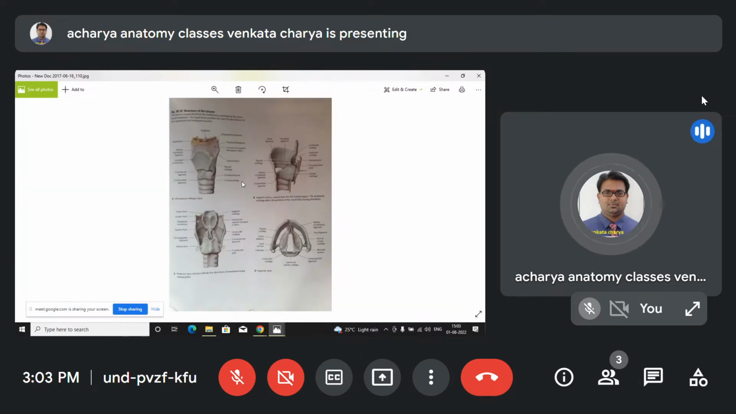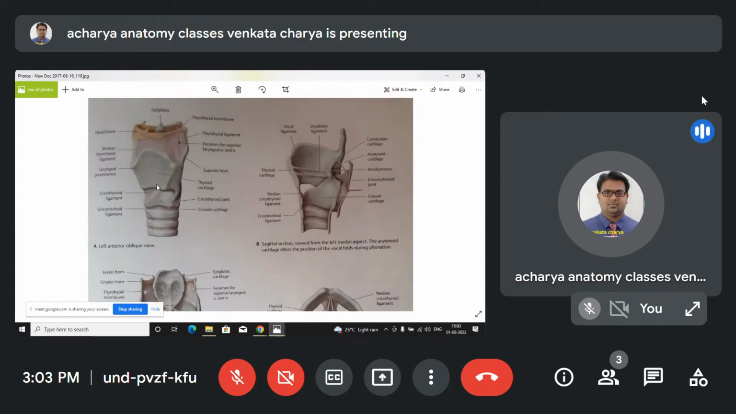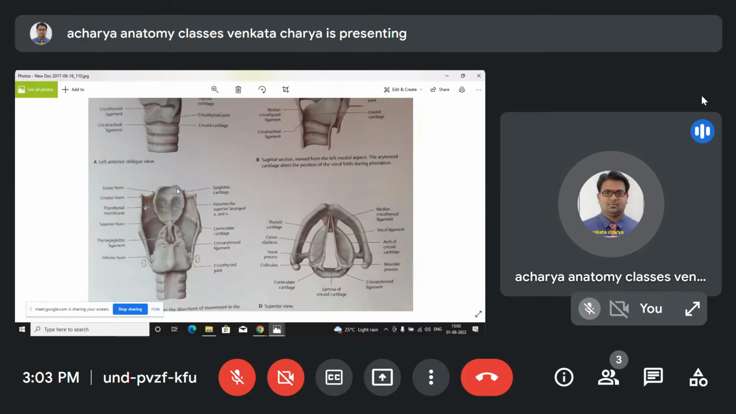Then the unpaired cartilages are 3. The thyroid cartilage is an unpaired cartilage, the cricoid cartilage is an unpaired cartilage, and the epiglottis is also an unpaired cartilage. Total, 6 plus 3 makes 9. So totally 9 cartilages form the larynx.